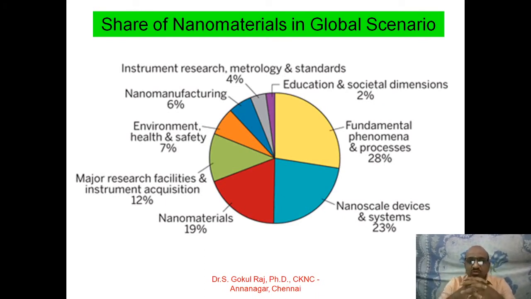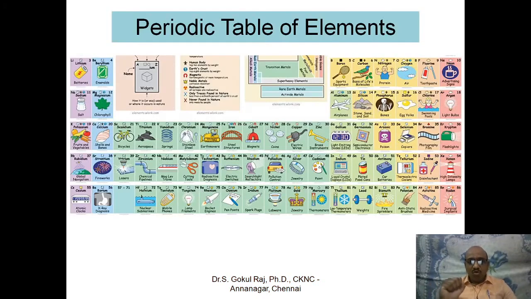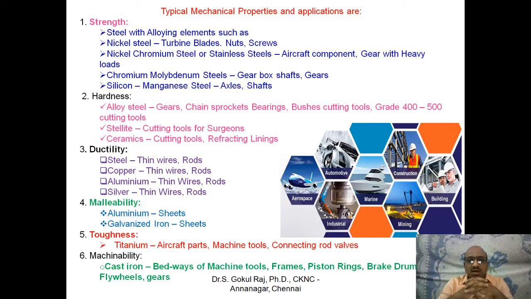nanomaterials, the coined term. In the global scenario, we have manufacturing, instrumental, the education research, fundamental process, and nanoscale devices, and major instrument facility which revolves around us. Now, where do these nanomaterials come from? Of course, obviously, we do have a periodic table. Nothing goes out of this periodic table. So, we do have a periodic table of elements through which we are going to synthesize the nanomaterials, use it for device fabrication. And what are its properties?